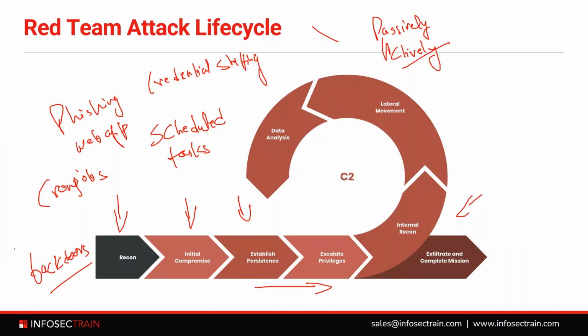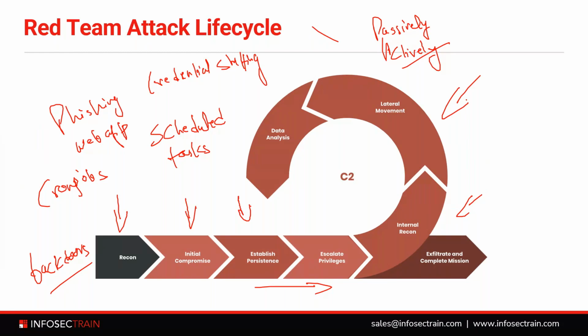Internal reconnaissance means map the internal network, identify the valuable assets, right? So you will do the enumeration, the discovery of users, the groups, how they are mapped with each other. And once you have done internal reconnaissance, then you will find a way to perform lateral movement. Lateral movement means pivot across systems using stolen credentials or remote execution. Reach high value targets like domain controllers, file servers, move from one system to another.